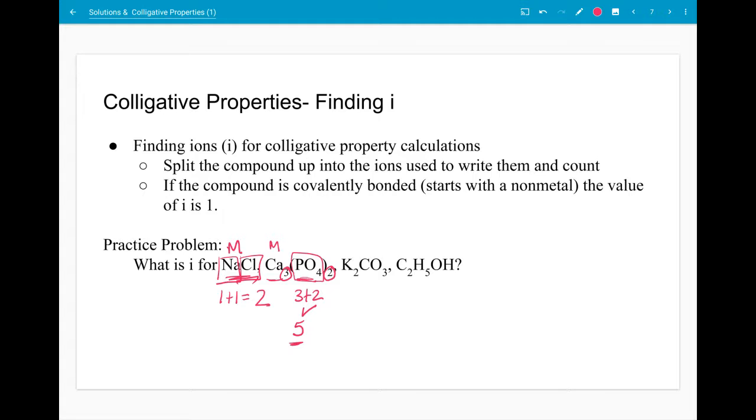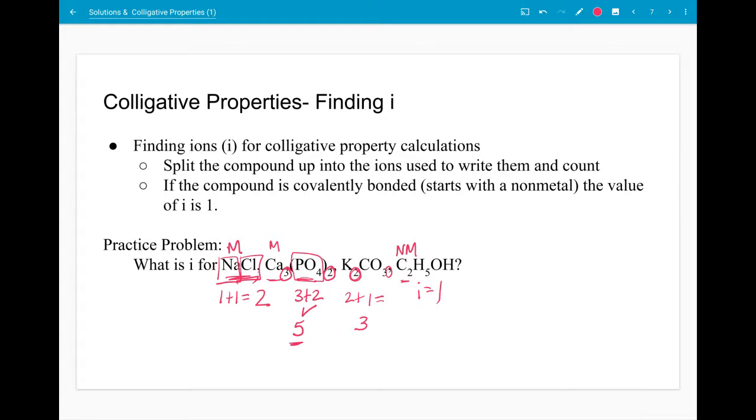So if we look at the next one, we have K2CO3. So we have 2 potassium, and we only have 1 carbonate. So 2 plus 1 is 3. Okay, and we look at the next one. It starts with a non-metal, so I is 1.